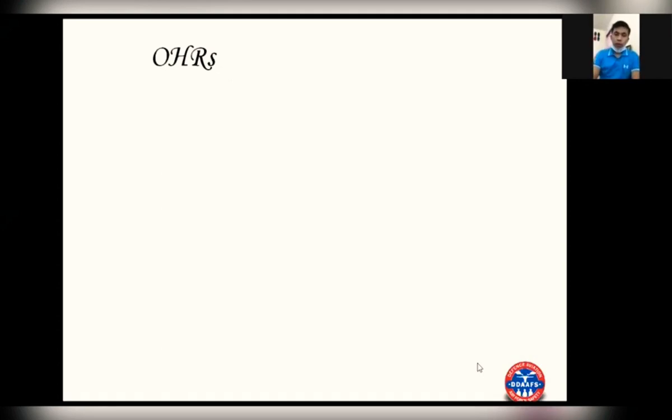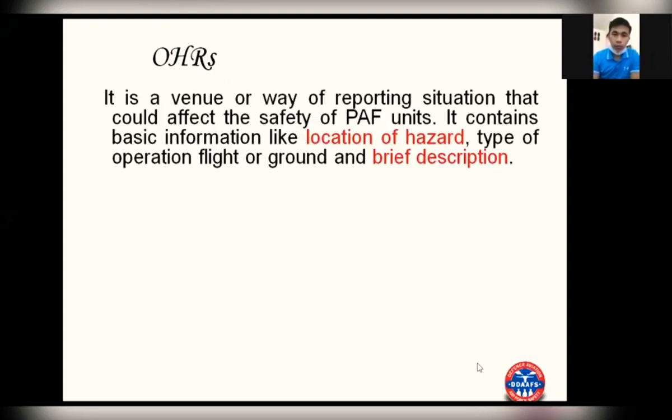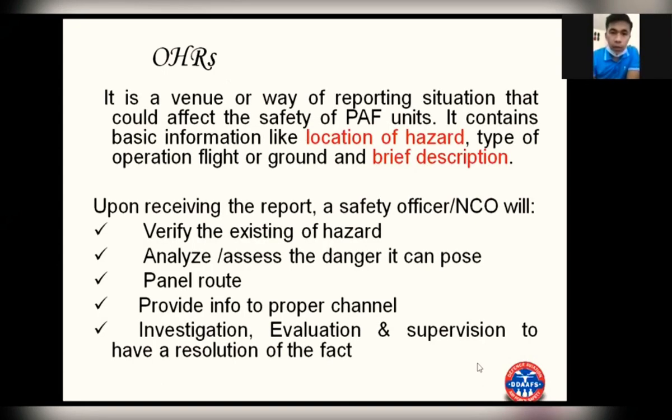So dito sa wing or sa ibang unit, pinapractice natin yung mga OA or operational hazard reporting. So it is a venue or way of reporting situation that could affect the safety of PAF units. It contains basic information like location of the hazard, type of operational flight or ground, and brief description of the hazard being reported. So upon receiving the report, a safety officer or NCO will verify the existing hazard.